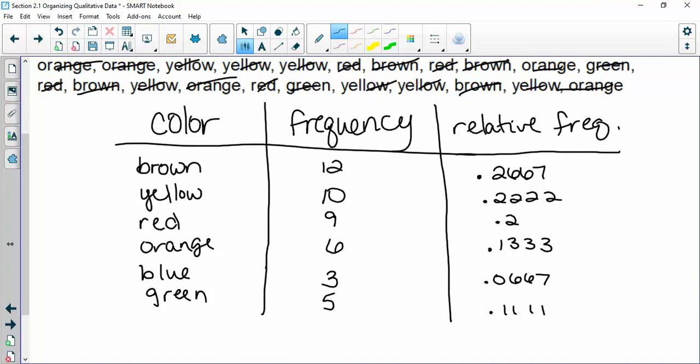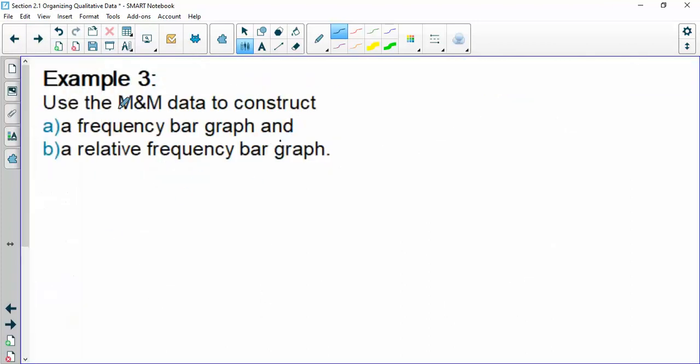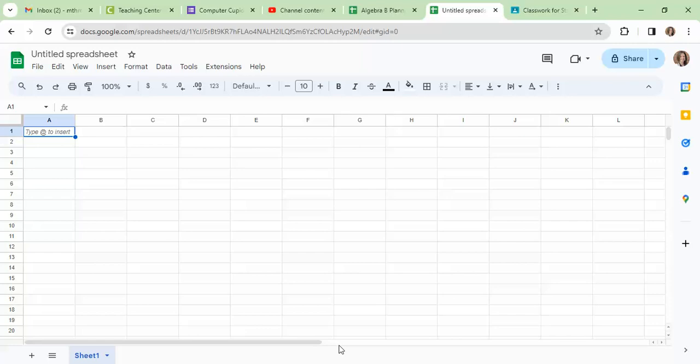So next, I just want to talk about how we can use the Chromebook to organize some of these with a graph. So our example 3 says to organize this, making a frequency bar graph and relative frequency bar graph. So you need your Chromebook. We're going to go to Google Sheets. Our first step is to enter all of our data. I would do titles with this too. So we had color, frequency to start with.